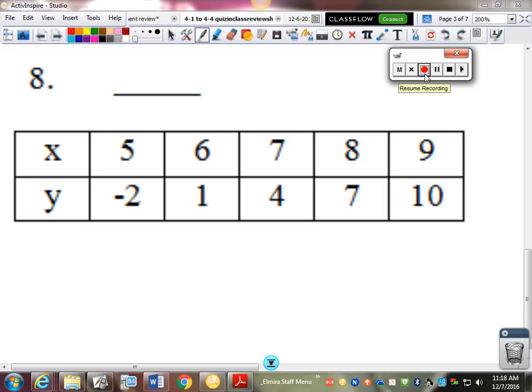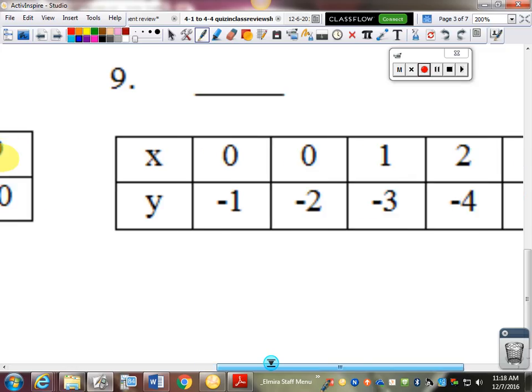Okay, what if the data is presented to us in a chart? Well, we look at the x values, and we're just looking to see if anything is repeated. Alright, 5, 6, 7, 8, and 9. Nope, they are all different. So this is a function. Don't even look at the row of y's, because there could be things in there to trick you.